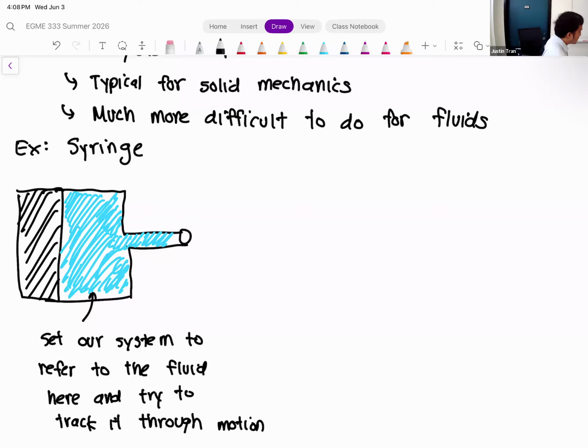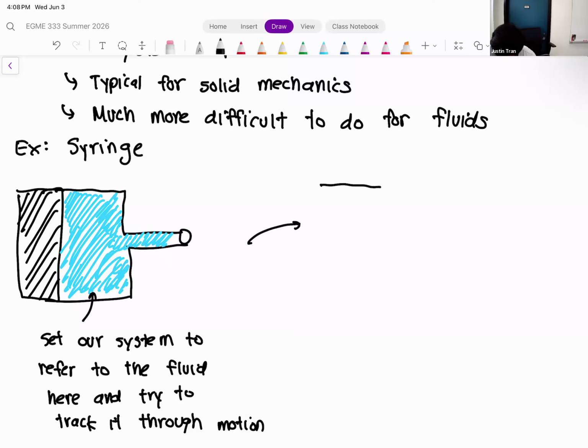Because remember, that's the whole idea of a system: you take a fixed amount of mass and try to track it all through a particular motion. So in this case, for a syringe, the motion is going to involve pushing the plunger down and expelling the fluid through the syringe. So let's say we do that.